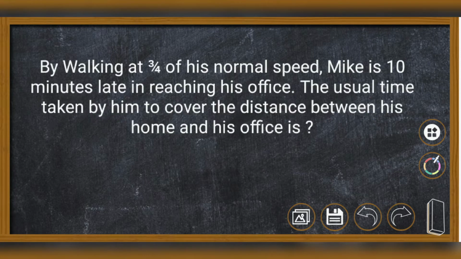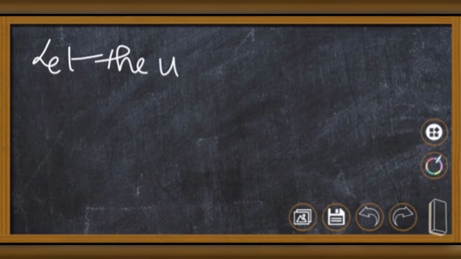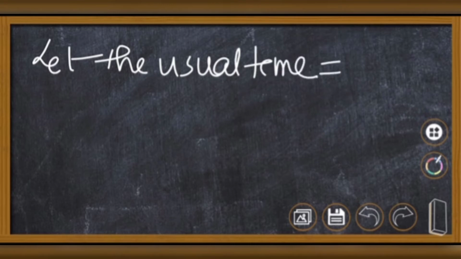The first question is, by walking at 3/4 of his normal speed, Mike is 10 minutes late in reaching his office. The usual time taken by him to cover the distance between his home and his office is? That is the question. Okay, so usual time is asked here. What is given? It is given 3/4 of his speed. So, only the speed is given. So, let the usual time be x. Okay, let the usual time be x minutes.